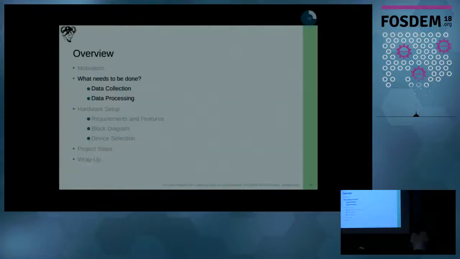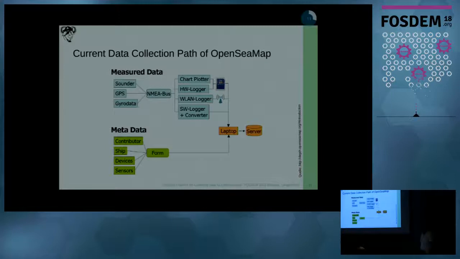So what needs to be done? Well, we have a lot of information available on such boats. A lot of people have echo sounders for measuring depths. They have GPS signals. They have gyro data for their positioning, tilt, and so on. They're usually also connected on the boat to an NMEA bus.